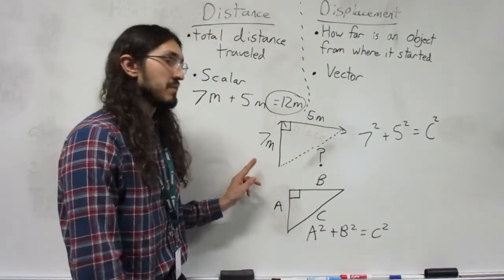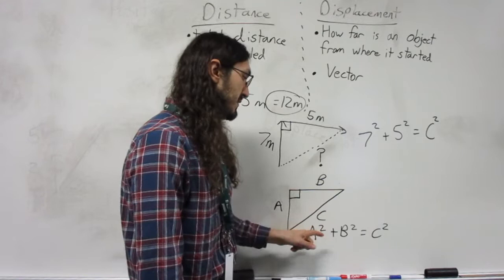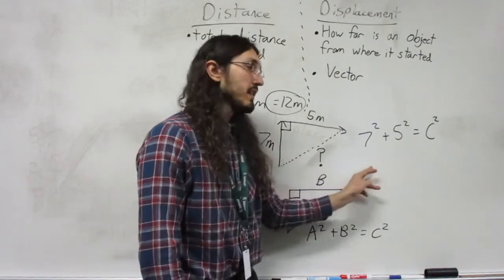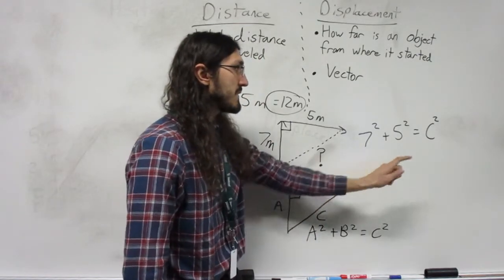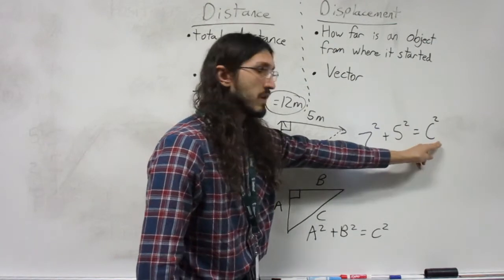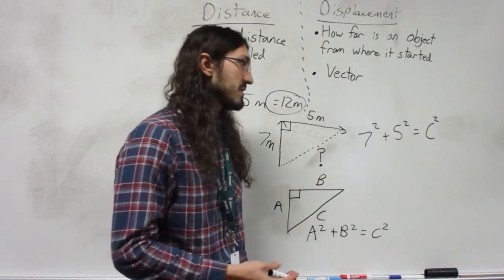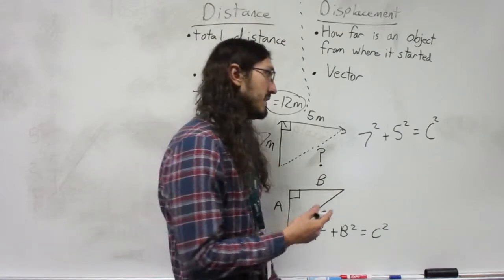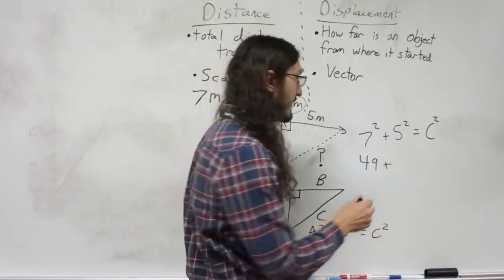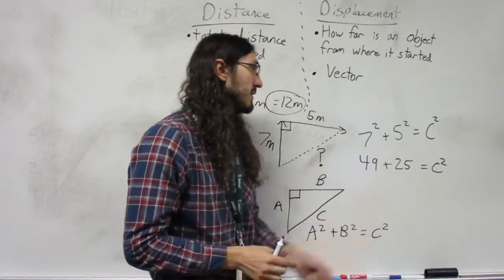Okay, so I've plugged in my numbers for these two sides of the triangle into A and B for the Pythagorean theorem. And this is what I have. I have 7 squared plus 5 squared is equal to C squared. If I do that math and crunch those numbers, I'm going to have 7 squared is 49, and 5 squared is 25, and that's all equal to C squared.